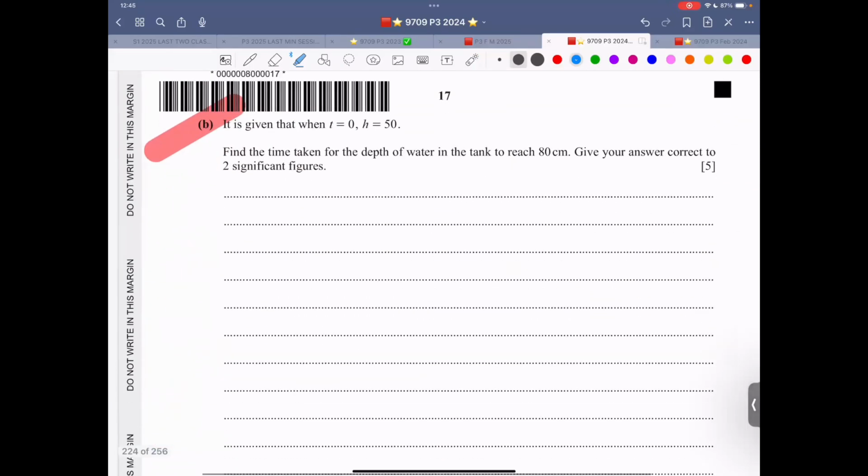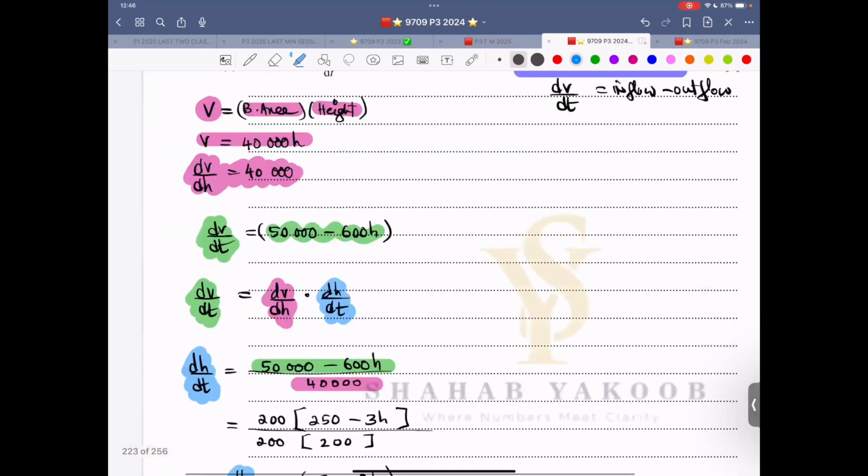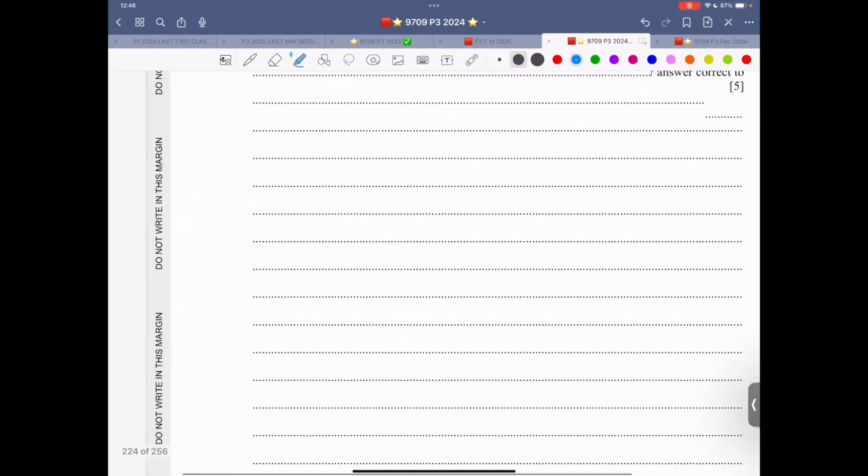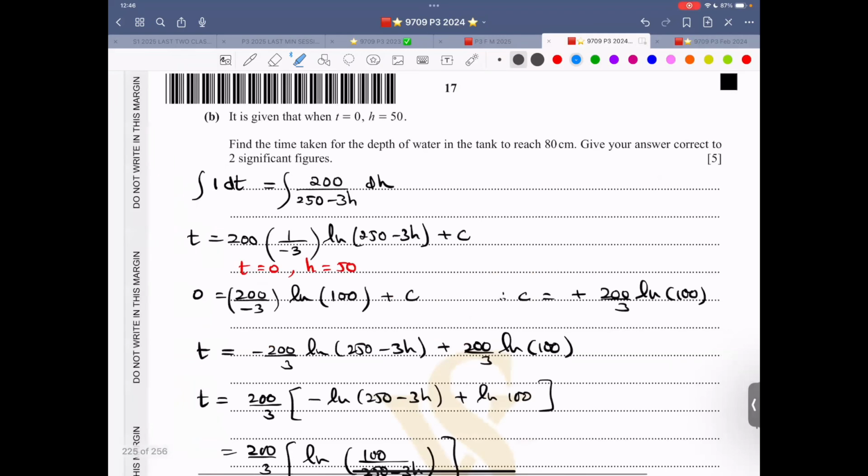Next one. It is given that t is 0, h is 50. Find the time taken for the depth of water to reach 80 centimeter. Give your answer correct to 2 significant figures. Just check everything is in centimeters. Yes, everything is all balanced. So now they did not mention what to make the subject. So I could have made t the subject. I could have made h the subject since they're asking for t. And maybe that is the practical thing. I made 1 dt on the left-hand side and dh into all this thing on the right-hand side.